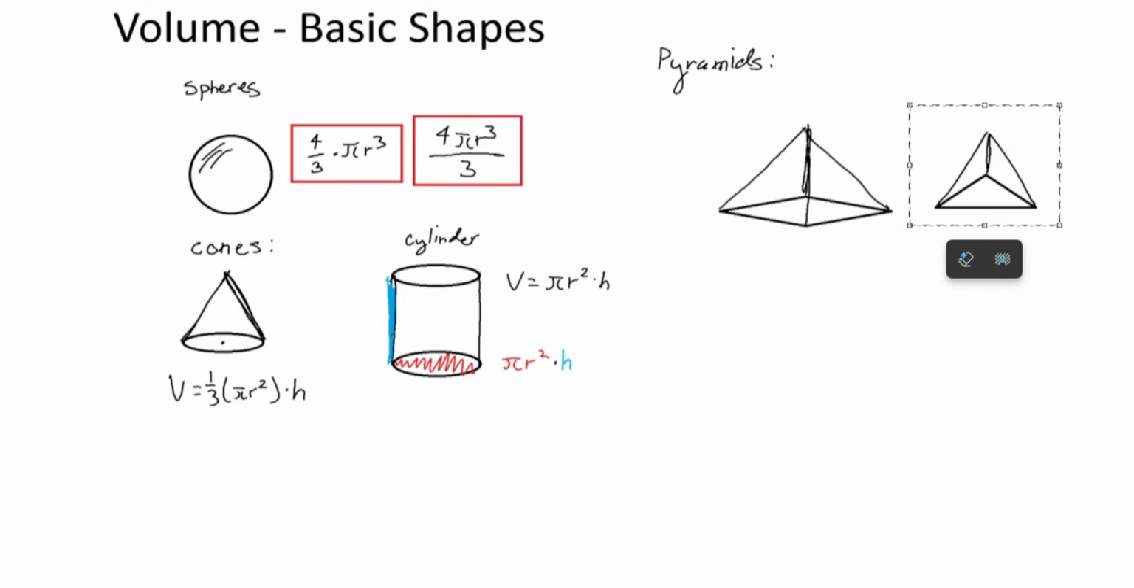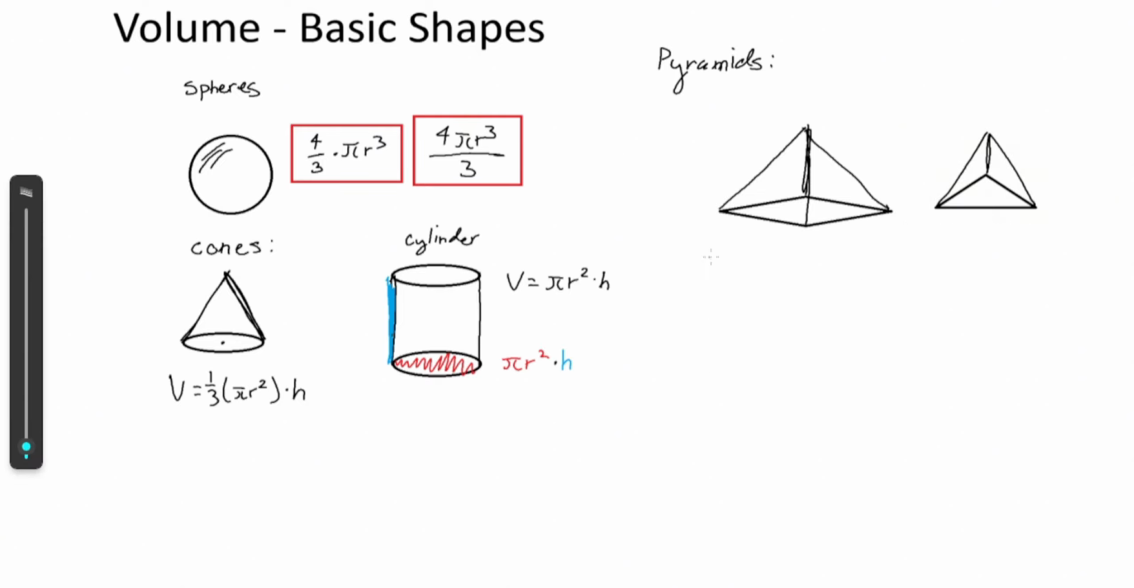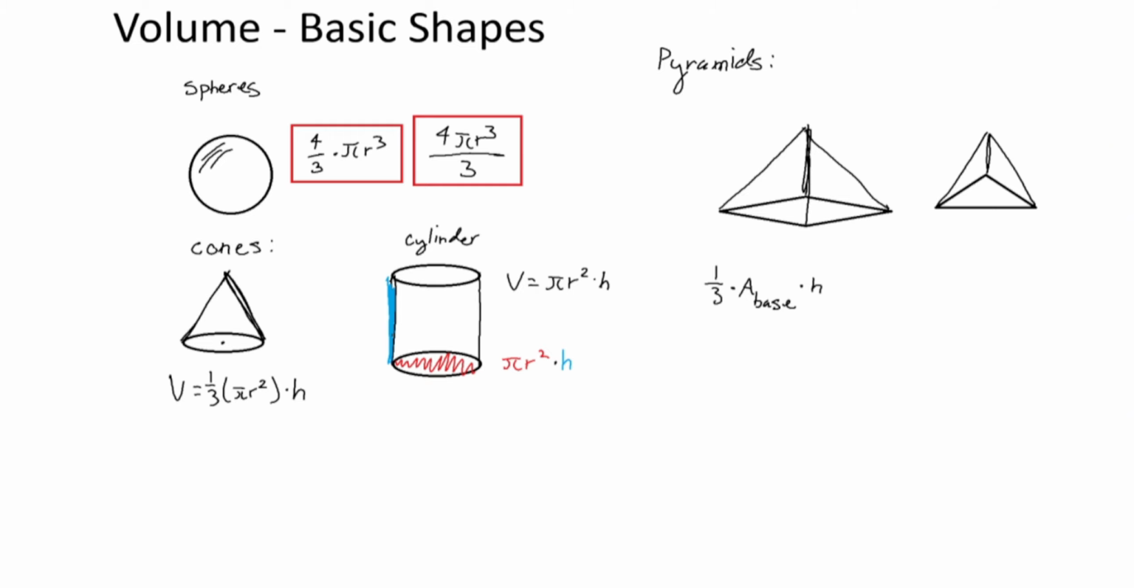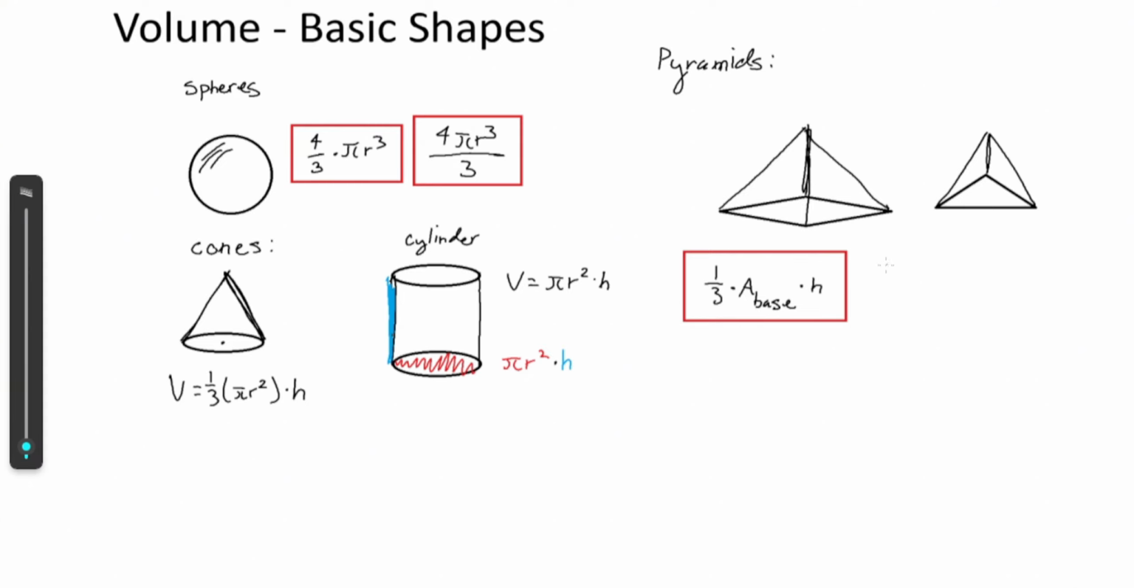So the general equation for any pyramid is just 1/3 multiplied by the area of the base, multiplied by the entire height of the pyramid. Let me make sure to highlight that this is the general equation for a pyramid. So if we were to look at a pyramid with a square base, we could say 1/3, let me change the color of that.